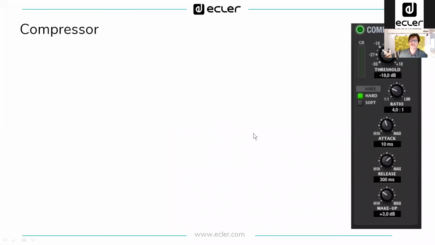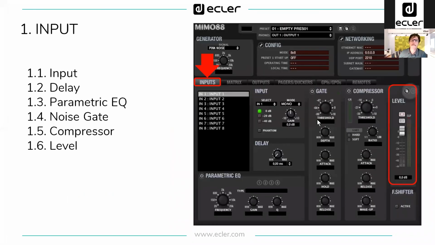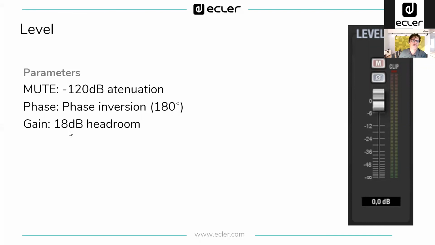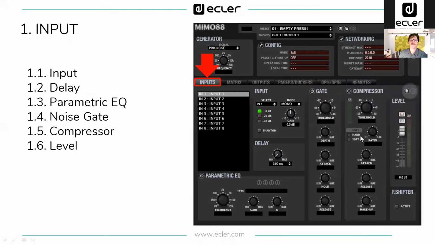Also about the compressors, we've got the regular parameters here to adjust. If you need a compressor for a microphone or whatever, here you have it. Level, we have a mute of 100 dBs of attenuation, the phase inversion, and we've got 18 dBs of headroom between the 0 and plus 18. And here we have 2 meters. On the left side, we have a pre-fader meter, and on the right side, we have a post-fader meter. So these are the 2 meters that are shown in each channel.